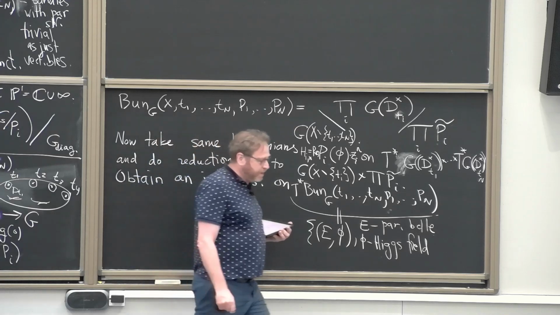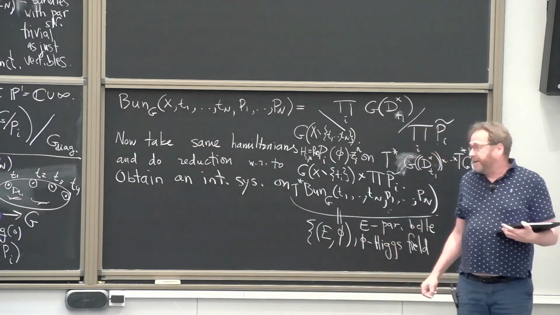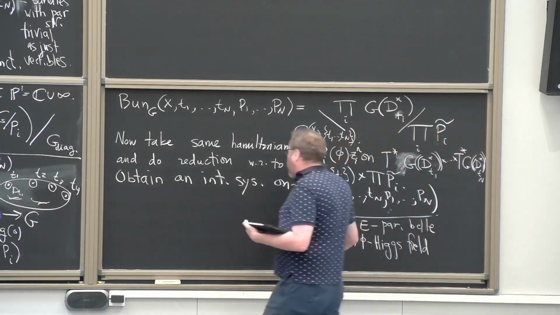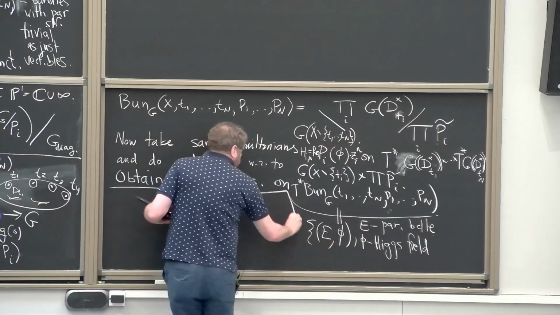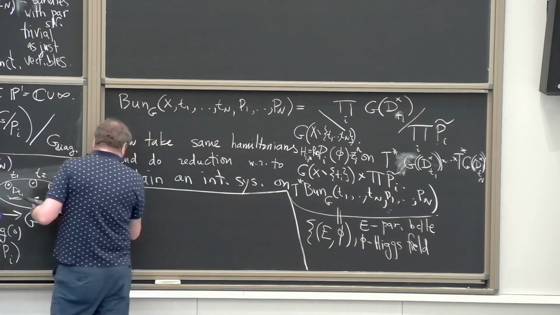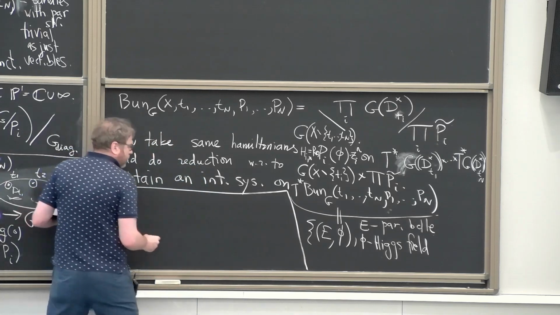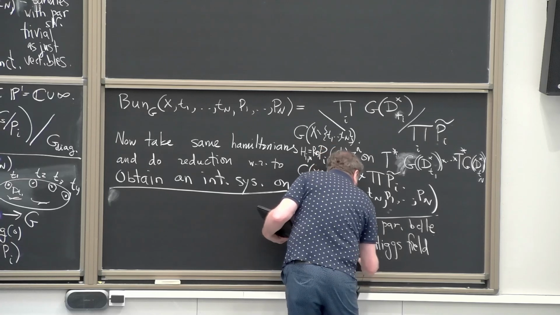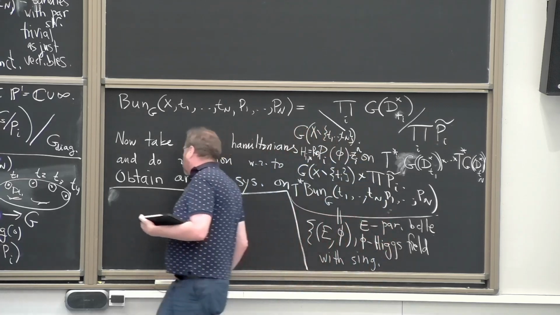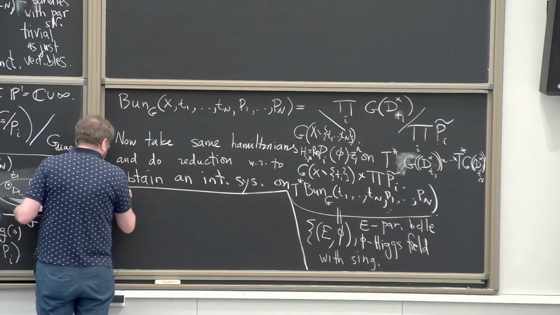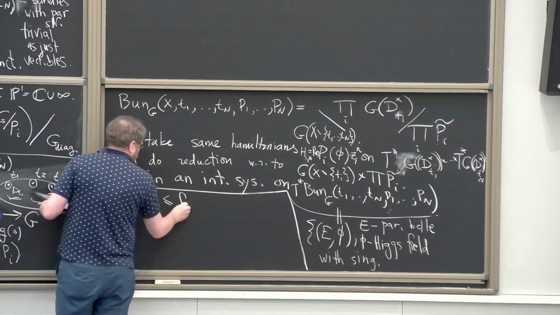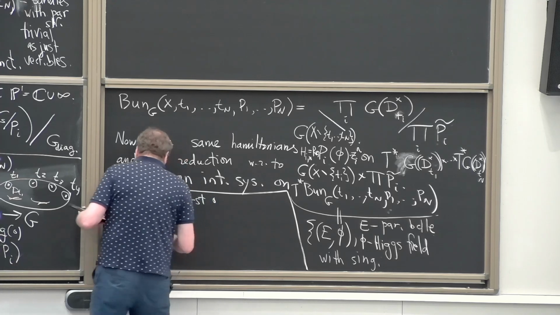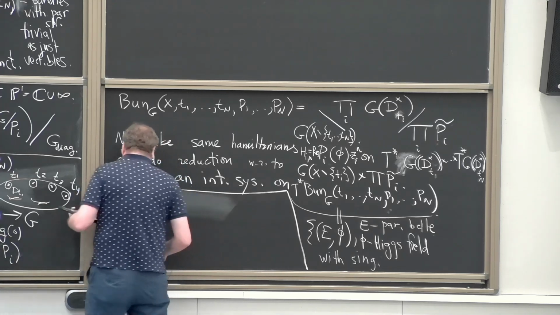Previously Higgs fields were just holomorphic. But now we should allow singularities at the punctures. And you can check that the correct condition is the following: that phi has at most first order poles. Remember, phi is a one-form with values in the endomorphisms of E.